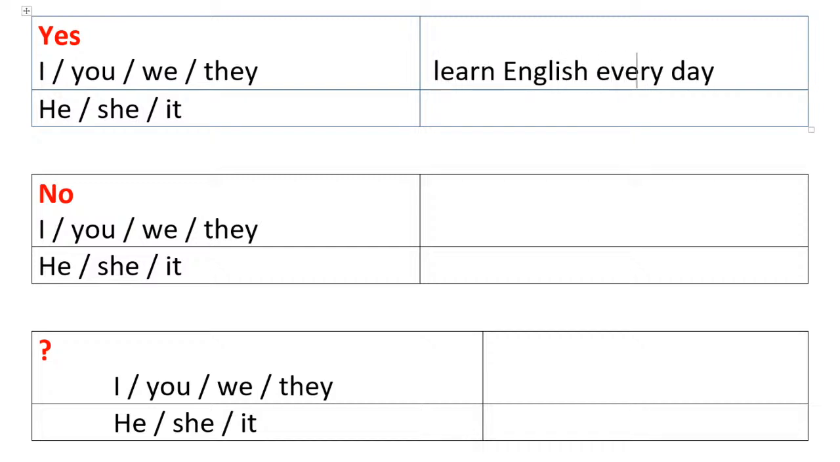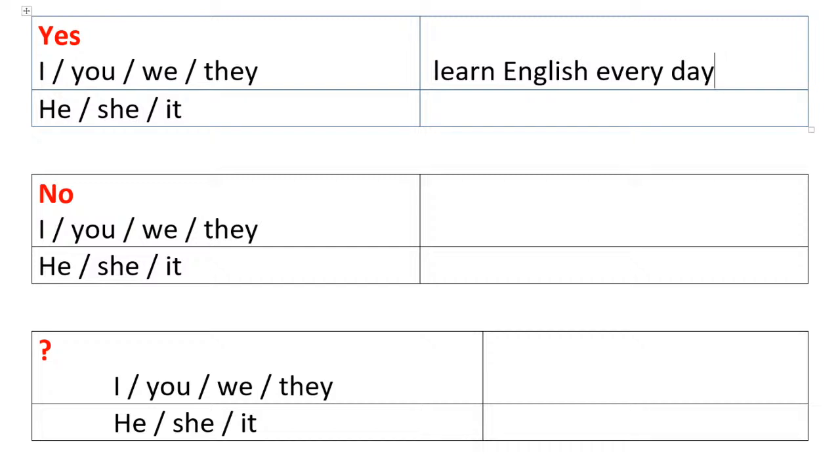I learn English every day. You learn English every day. We learn English every day. By the way, if you have this chance, I encourage you to say after me out loud. So, I learn English every day. You learn English every day. We learn English every day. They learn English every day.